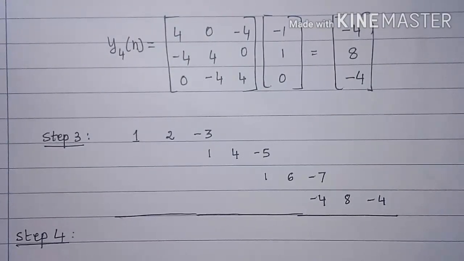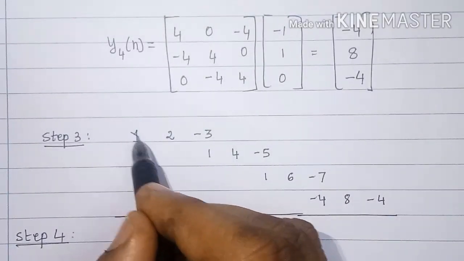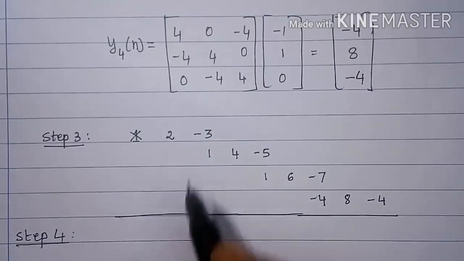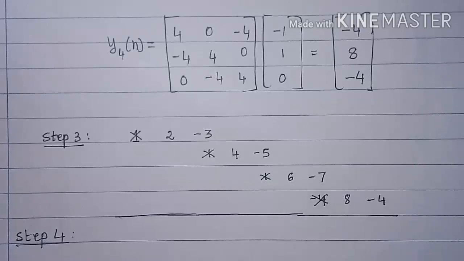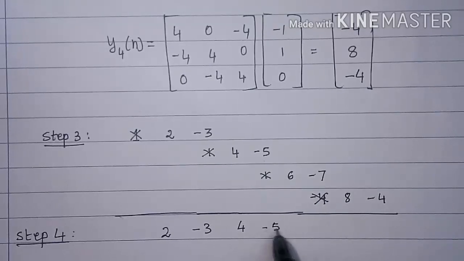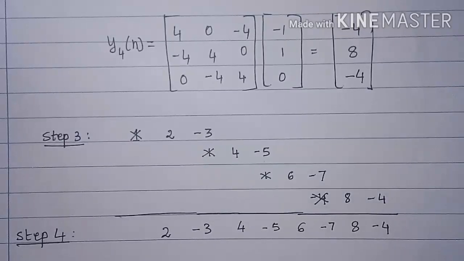Now step 4. Discard the first values of all the convolution sums, and write the remaining samples in order: 2, minus 3, 4, minus 5, 6, minus 7, 8, minus 4. Now this will give us the required result y of n.